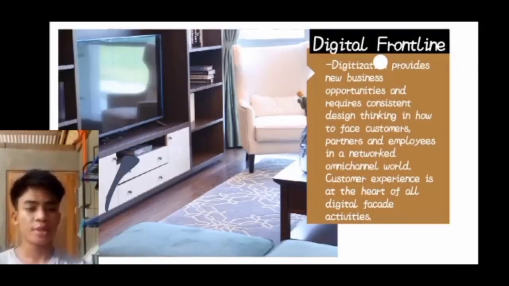The digital frontline. Digitization provides new business opportunities and requires consistent design thinking in how to face customers, partners, and employees in a network omni-channel world. Customer experience is at the heart of all digital phase activities.